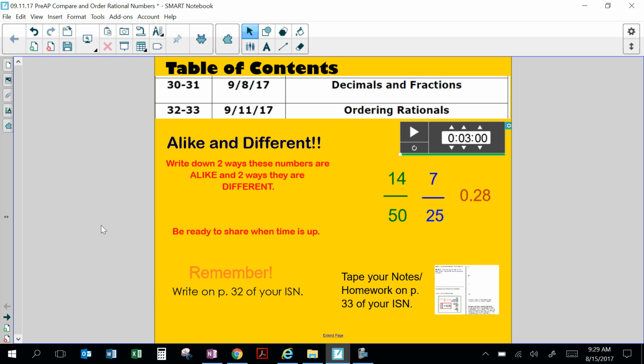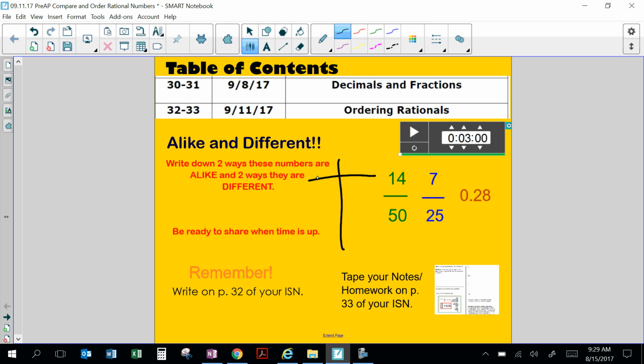Welcome. This lesson is over how to order rational numbers. So before we do that, let's look at our number routine. Our number routine is about alike and different. Write down two ways these numbers are alike and two ways these numbers are different.